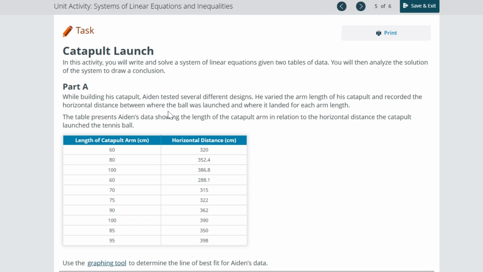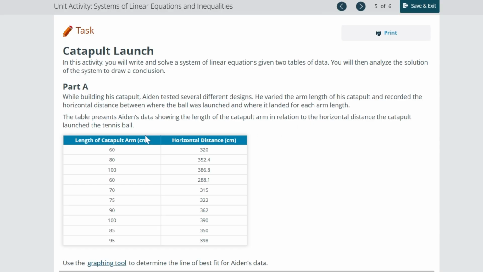So it says, while building a catapult, Aiden tested several different designs. He varied the arm length of his catapult and recorded the horizontal distance between where the ball was launched and where it landed for each arm length. The table represents Aiden's data showing the length of the catapult arm in relation to the horizontal distance the catapult launched the tennis ball. So basically, just how long the arm was and how far it shot out that tennis ball, right?